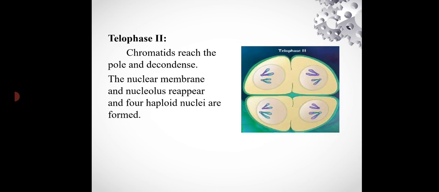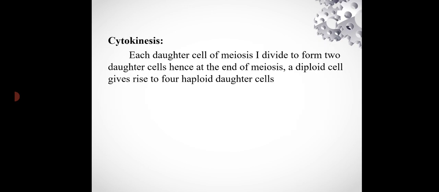Next, telophase 2. Chromatids reach the poles and start decondensation. The nuclear membrane and nucleolus reappear and 4 haploid nuclei are formed. Finally, cytokinesis. Each daughter cell of meiosis 1 divides to form 2 daughter cells. Hence, at the end of meiosis, a diploid cell gives rise to 4 haploid daughter cells.